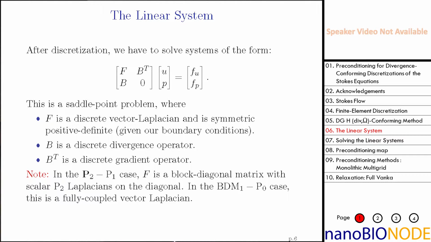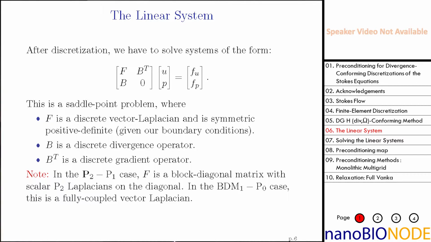So after discretization, we get this saddle point matrix, and you'll note the 0 on the diagonal there. Because this is an inf-sup stable method, we don't need a stabilization term. So F here is our discrete vector Laplacian operator. Given our boundary conditions, it's an SPD matrix. And then B transpose is the discrete gradient in this top row, and B is the discrete divergence.